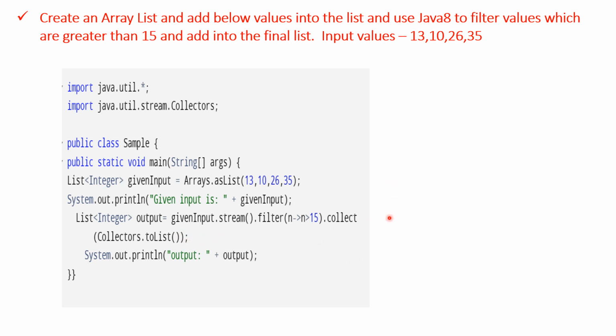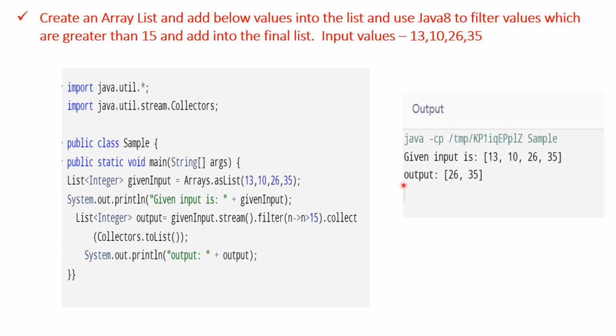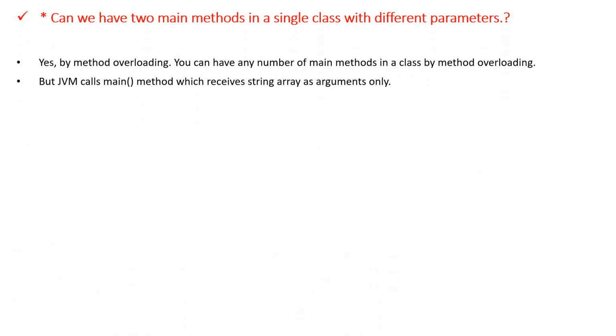So how will the output be? See here, the given input is 13, 10, 26, 35, and the values which are greater than 15, obviously we should get 26 and 35 in the form of a list. So like this we'll get the output. Hope this is clear. Moving to the next one.